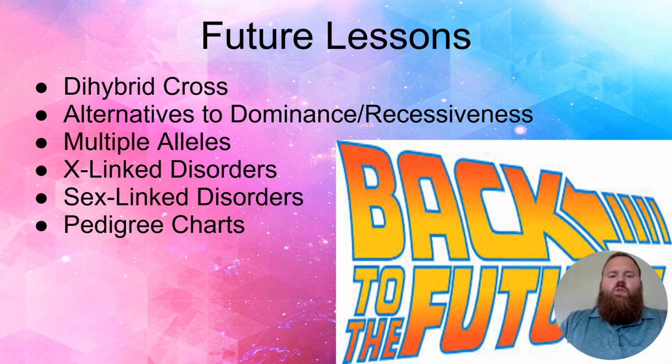So in future lessons, we're going to be talking about how to perform a dihybrid cross, where we're talking about more than one trait. So for example, the pea pod shape and whether or not it's wrinkled and or smooth. Alternatives to dominance and recessiveness: what happens when a trait is not completely dominant? We'll talk about multiple alleles, X-linked disorders, sex-linked disorders, and we'll talk about pedigree charts and what happens when inheritance goes from generation to generation.